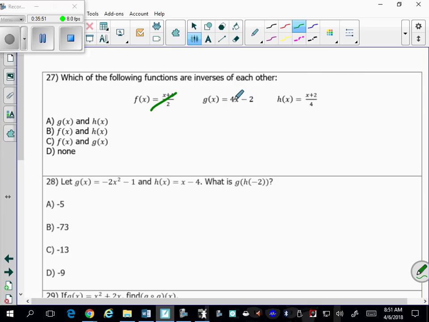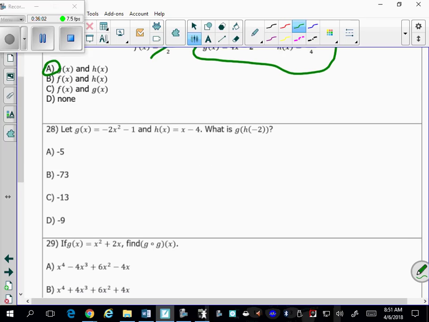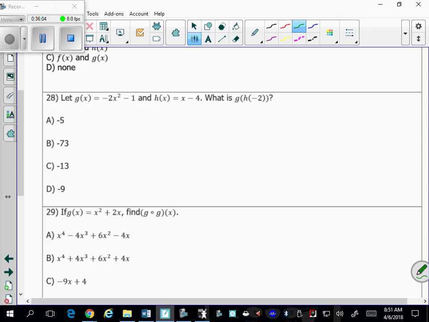All right, on to compositions. So we have g of h of negative 2. Always with these, start on the right side, farthest to the right, so that's negative 2, and that's going to get substituted in the h function, h of negative 2. So we substitute negative 2 in for x, minus 4. Negative 2 minus 4 is negative 6, so that's what h of negative 2 is.